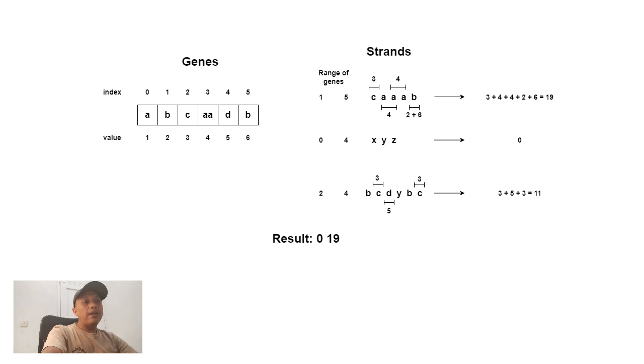After calculating the DNA health for all the strands, the minimum health is 0 from the second strand and the maximum health is 19 from the first strand. Therefore, the result is 0, 19.